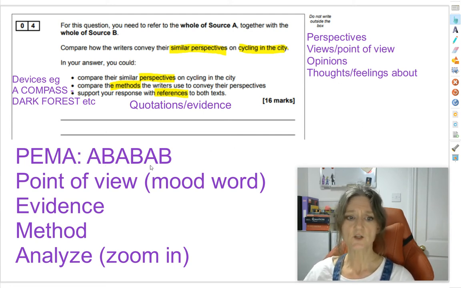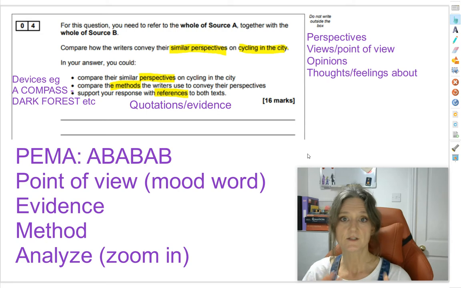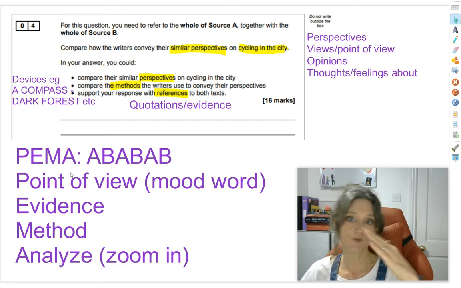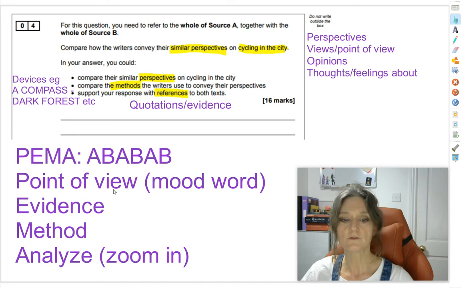Again, it's a variation on PEA. It's really similar to PEA, but it's just getting you to make sure that you're talking about those methods. And you can see that our P here has changed from just point to point of view. And I'm suggesting that you should try and use a mood word when you're thinking about the point of view. That can be a really good way to stay focused on the perspective of the writer, not what you think. They don't care what you think. It's about what the writer thinks and how they're getting that message across. Okay, it's about the writer, not about you.